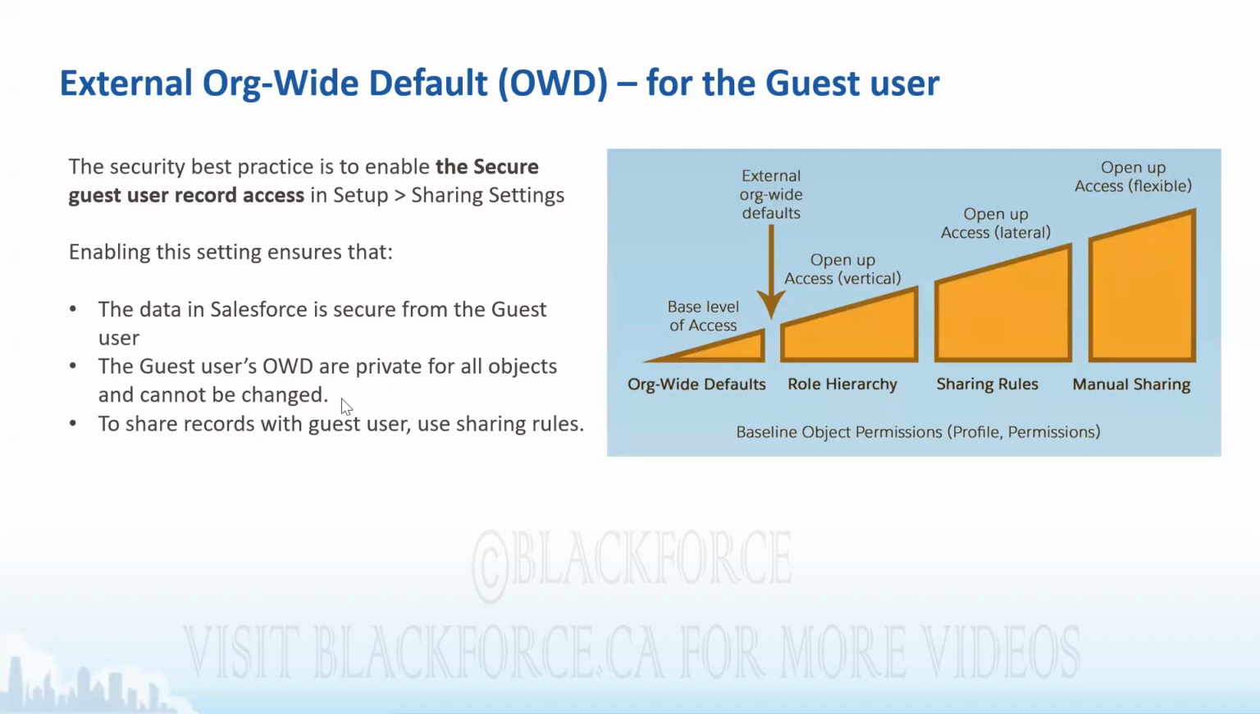And then over here, it says that the OWD, like we have seen, is set as private for all objects when it comes to the guest users, and it can't be changed. So the way we were changing the OWDs for the internal and external users, you can't do that for the guest user. If you want to open up access for a guest user, you can't use the role hierarchy. You have to go straight and use sharing rules to do that. But then for this to work, you need to set it in the org. So let's go and take a look at that.